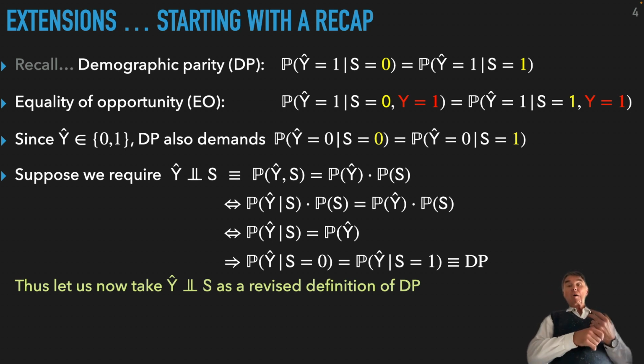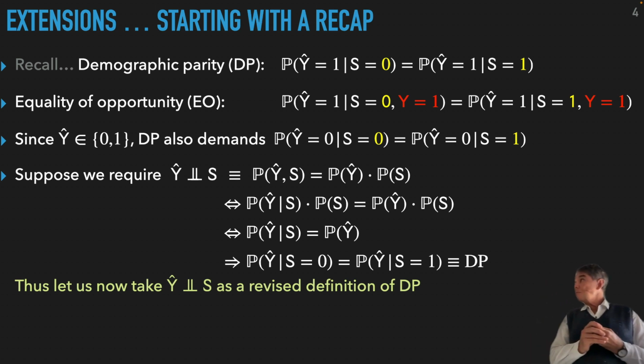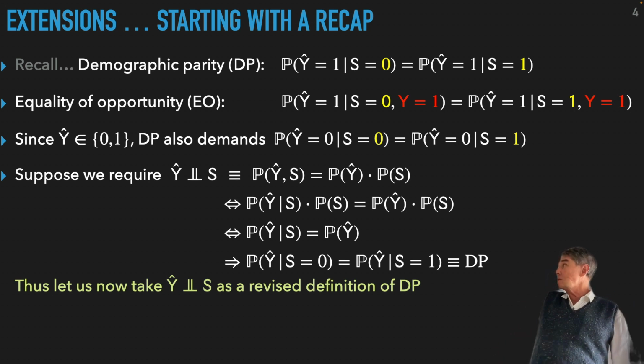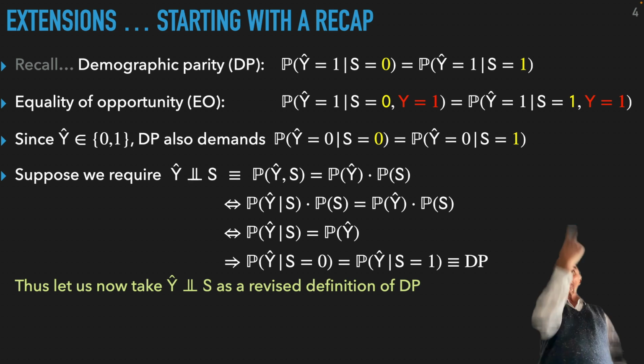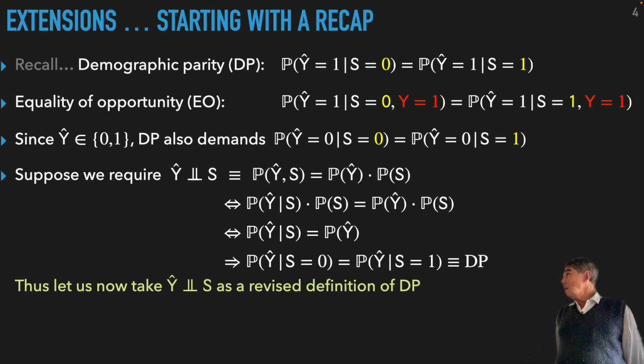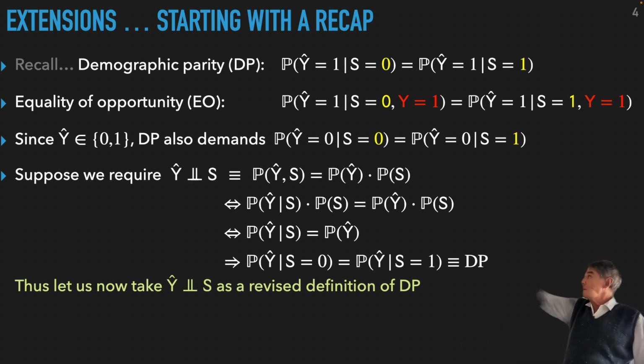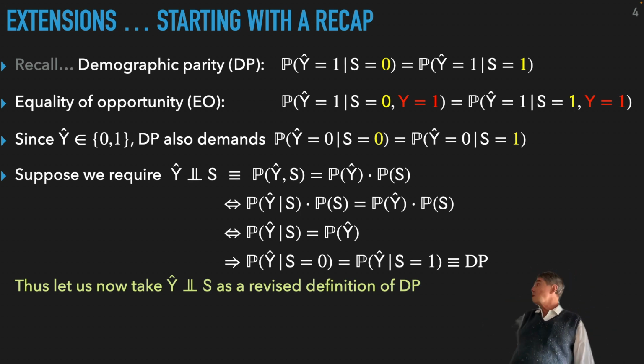Now, observe that if we demand that y hat is independent of s, so that's what this funny symbol means, the two vertical lines, then of course the joint distribution decomposes, and you can just do this calculation, and lo and behold, that's just DP. So when we introduced DP last week, I wrote it as in the top line, but I can more compactly write it as just demanding that y hat is independent of s.